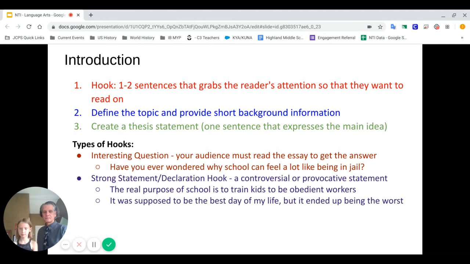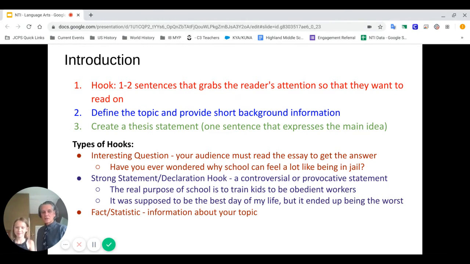Here's another one. Ingrid, my friend. It was supposed to be the best day of my life, but it ended up being the worst. So with an opening like that, I may think, oh, I wonder what happened to poor Ingrid where it ended up being the worst day of her life.